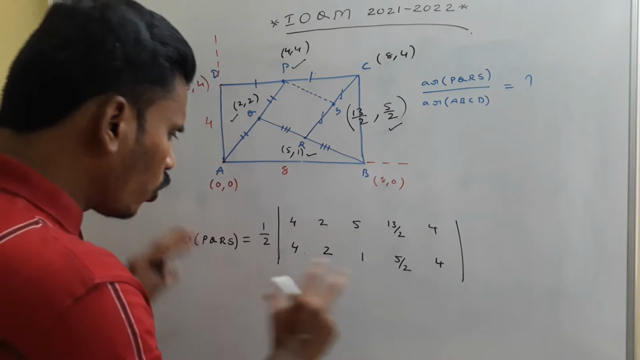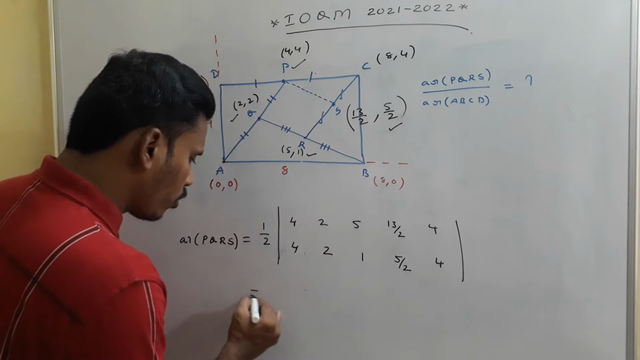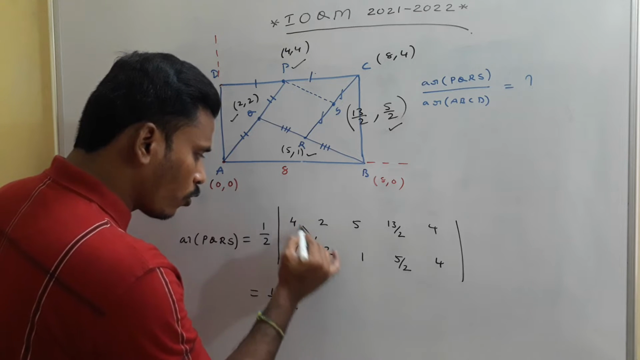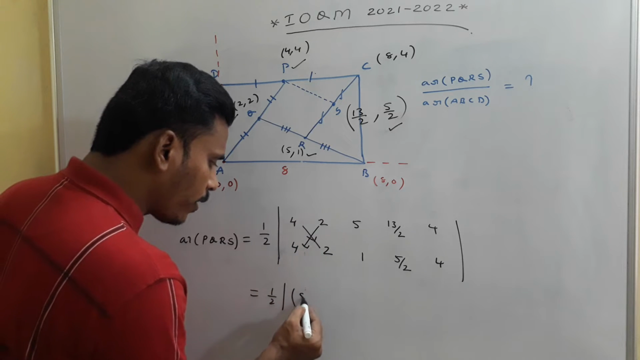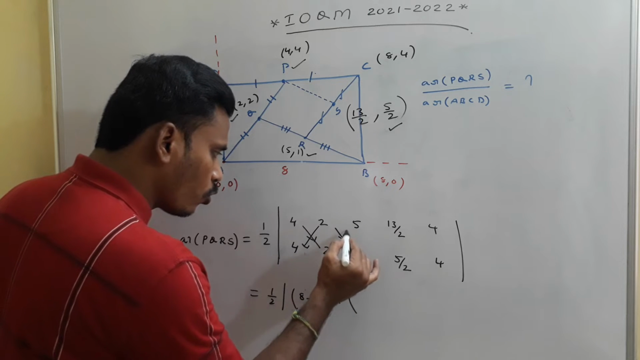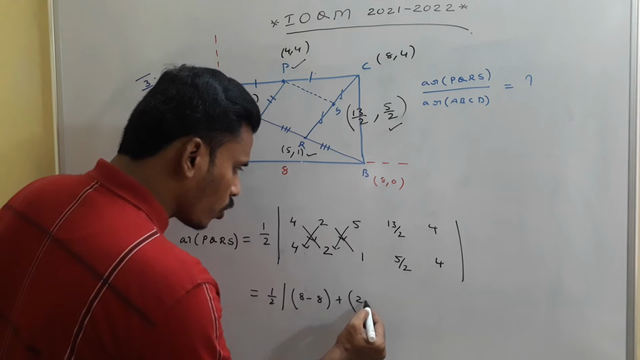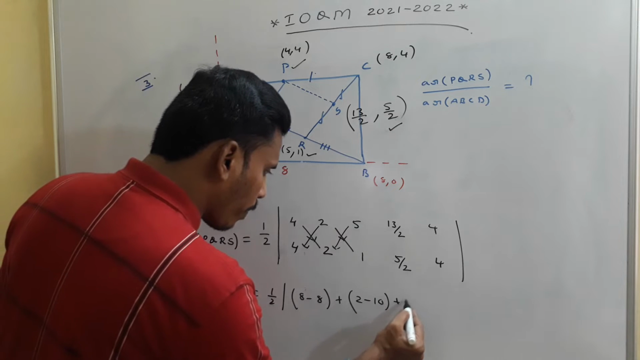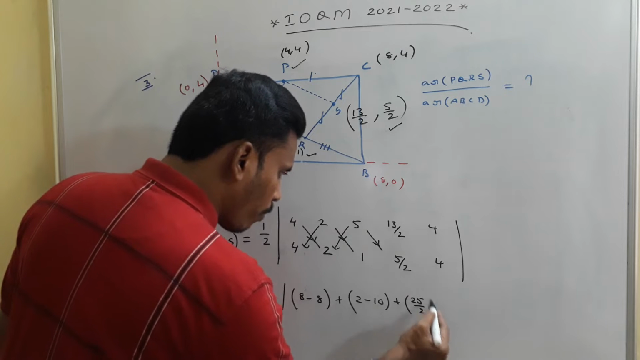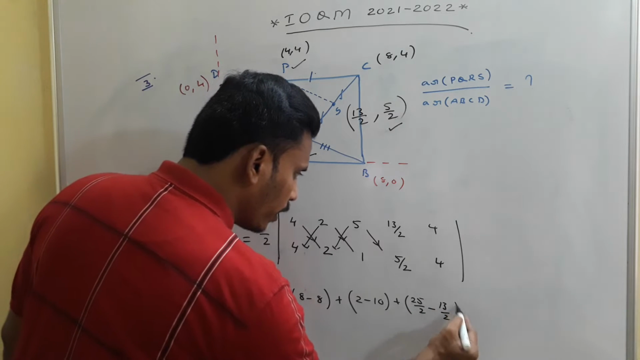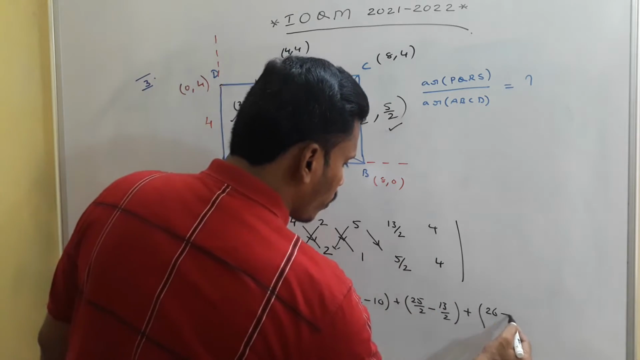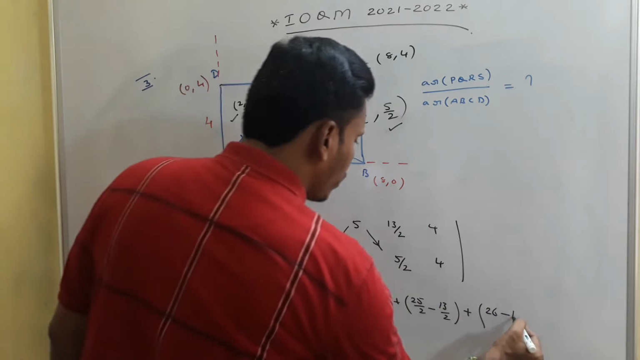Okay, now we need to use the determinant method to find this area. So that is equal to half of, I think you all know this, 4 2s is 8, 2 4s is 8, 8 minus 8 is 0. Next, 2 1s is 2, minus 2 5s is 10, so 2 minus 10. Plus 5 into 5 by 2, what is it? 25 by 2, minus 13 by 2, plus 13 by 2 into 4, which is 26, minus 5 by 2 into 4, that is 10.